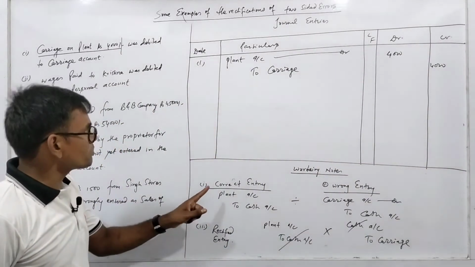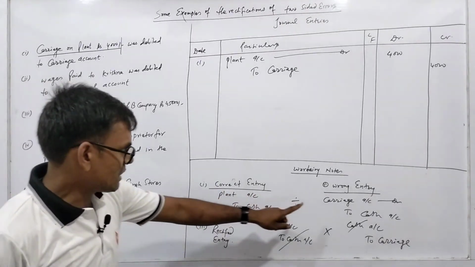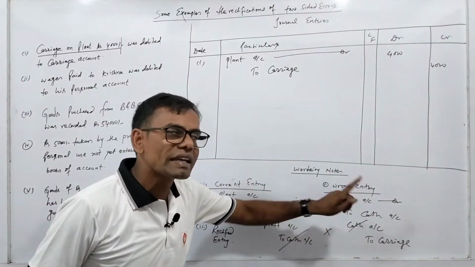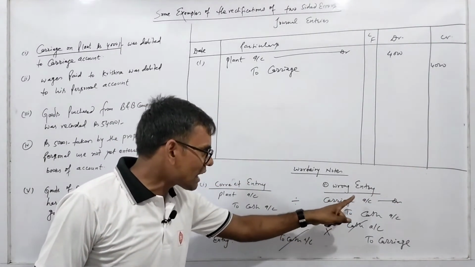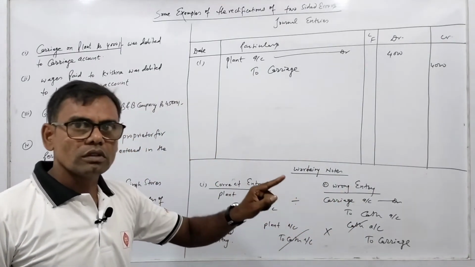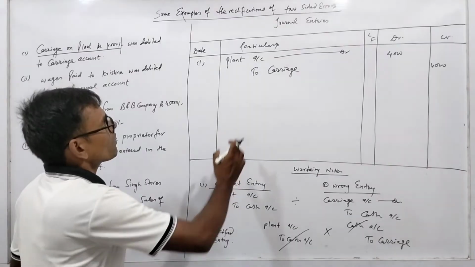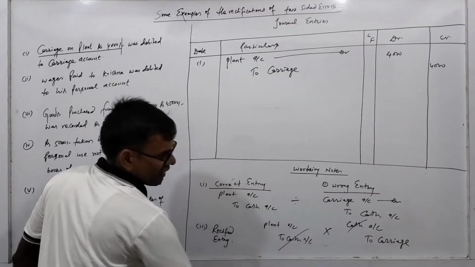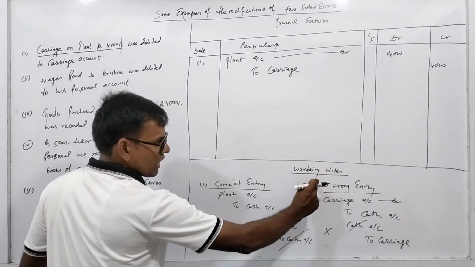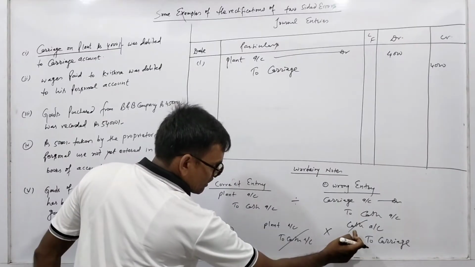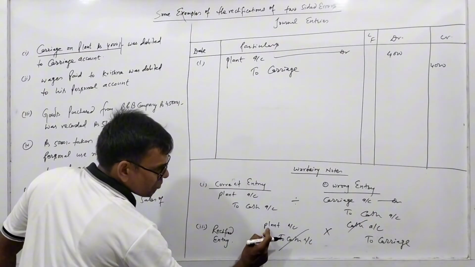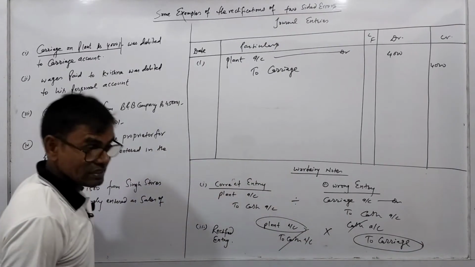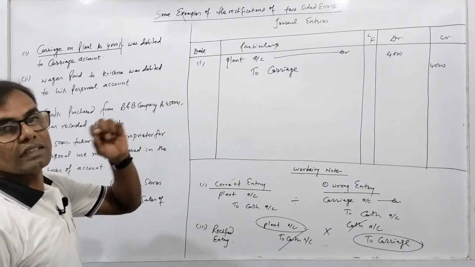Do you know why? Because plant account should be debited. Here it is not written as debit, the plant account debit. Carriage account is debited and it should be cancelled. So to cancel carriage account, you have to make the entry on the credit side. Therefore, to carriage account. And the technique is what? Correct entry divided by wrong entry. And the denominator will be the numerator and the numerator will be the denominator. Then cash cancels, and the remaining is plant account on the debit side and to carriage account on the credit side. That is called rectified journal entries.